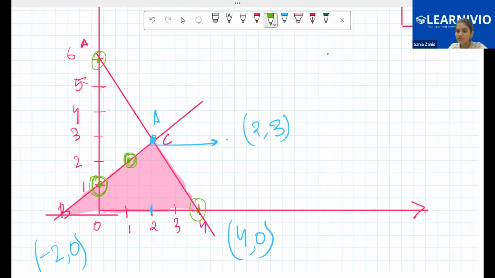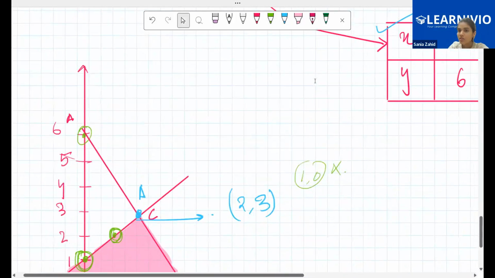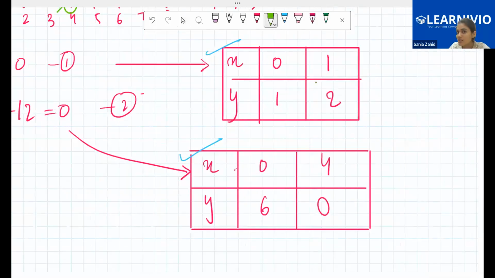I changed the axis. Did you plot 1 comma 0? That is incorrect. You cannot do like that. What is your table over here? This table says 0 comma 1, not 1 comma 0. 0 comma 1 and 1 comma 0 are two different points. So they are not the same. 0 comma 1 means x is 0 and y is 1. 1 comma 0 means x is 1 and y is 0.